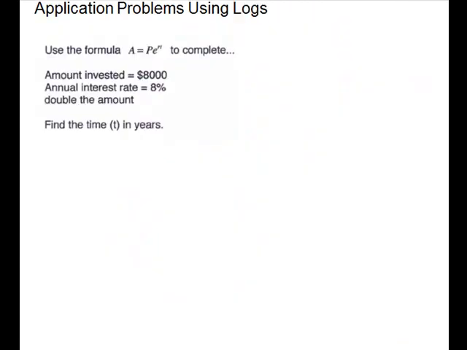For our next problem, they're giving us the formula for continuous compounding when you have the E in it. And so you will have to use natural log on this one.